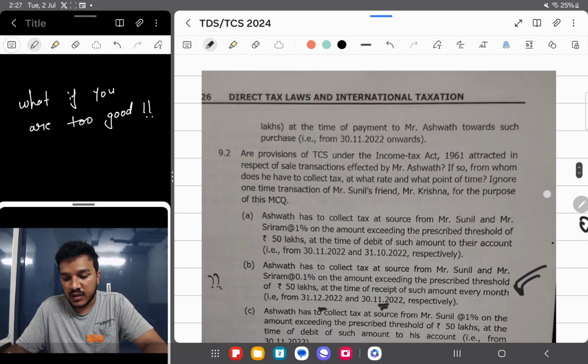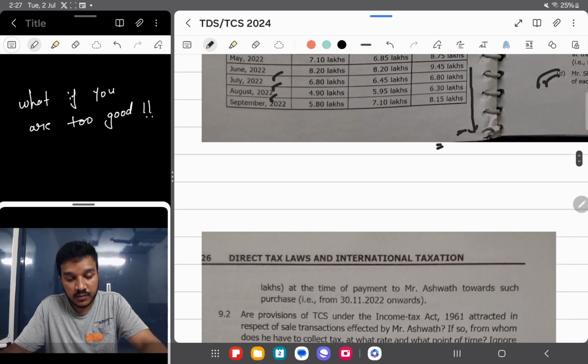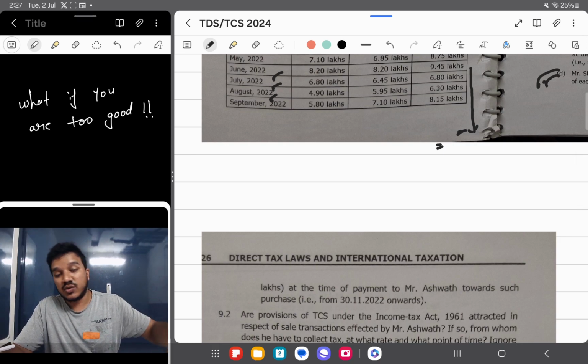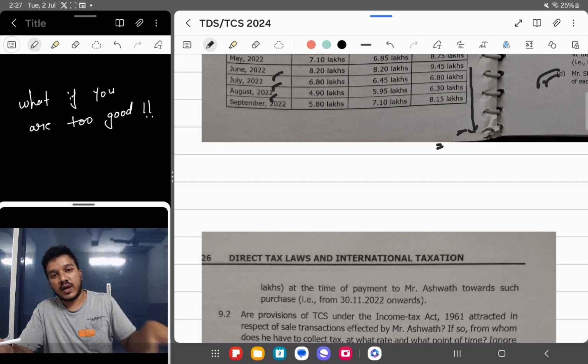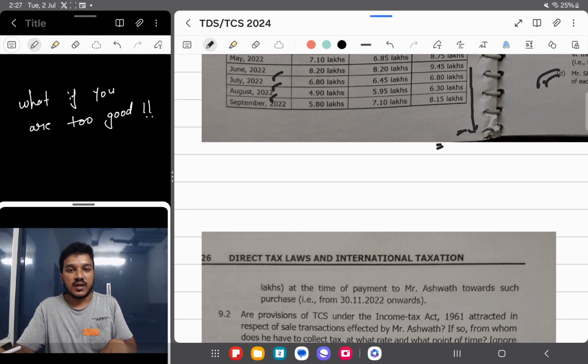Perfect. So I think we should be comfortable, no matter how ICAI asks the questions now, we should not get confused in 194Q and 206C(1H), right?